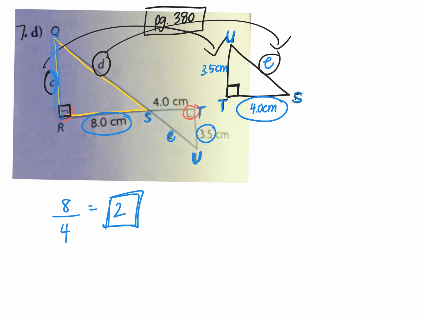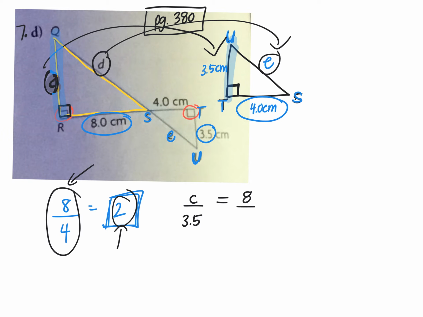So QR corresponds to which side length? Which side does this correspond with in the second triangle? This one, right? Pay attention. So I can say that is a C. Oops, this is a C, right? C over 3.5 is equal to what? You can either say it's equal to 8 over 4, or you could say it's equal to 2. I'm going to use the fraction because you're not always going to get a nice whole number. Sometimes you're going to get decimals, so I'm going to use the fraction. And we're trying to figure out what C is equal to.